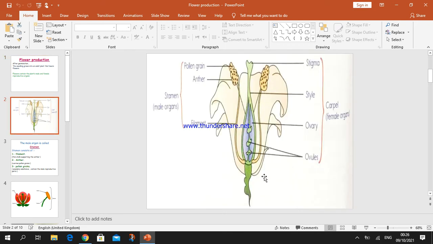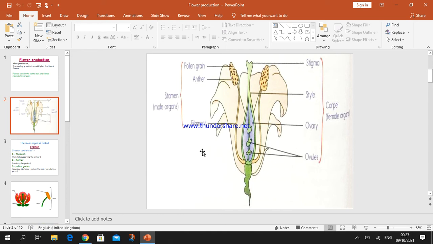Look at this flower known as typical flower. By studying the shape of the flower, we note that it contains two reproductive organs, male reproductive organ and female reproductive organ. The male reproductive organ of the flower is known as a stamen. This is the shape of the stamen.